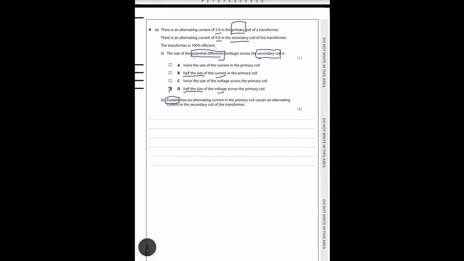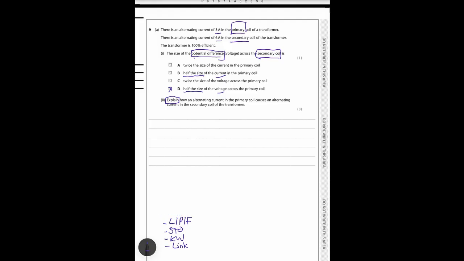So I'm going to do the things that I'm always going to be doing. I'm going to go law, principle, formula, if there is one. I'm going to state the obvious: what key piece of information have they given me, keywords, and link it to the question. Now for this question, is there a law, principle, or formula? I'm going to go formula first if there is one.